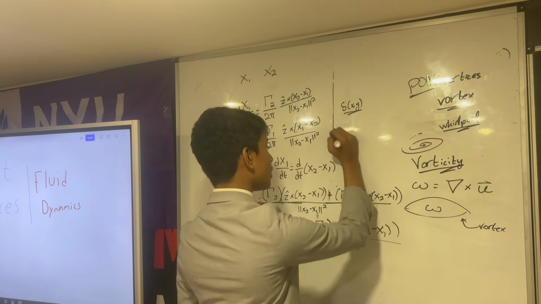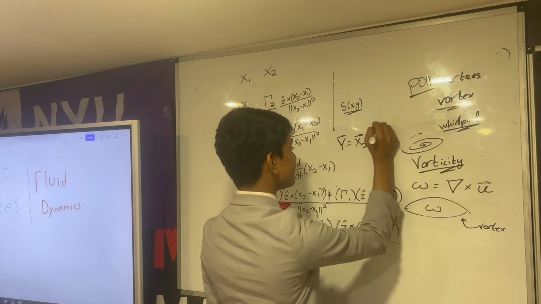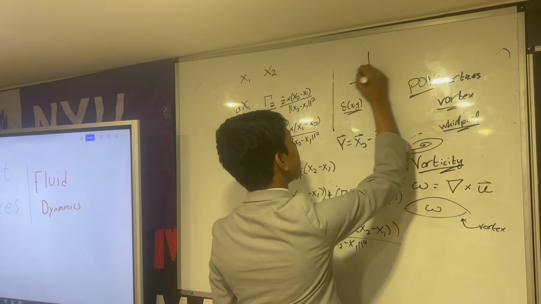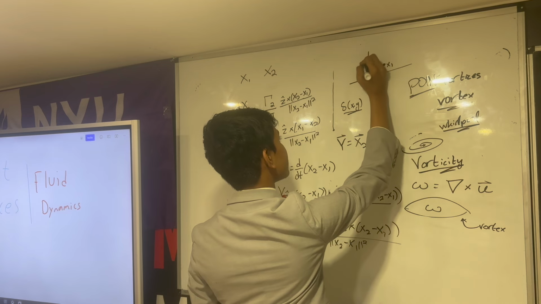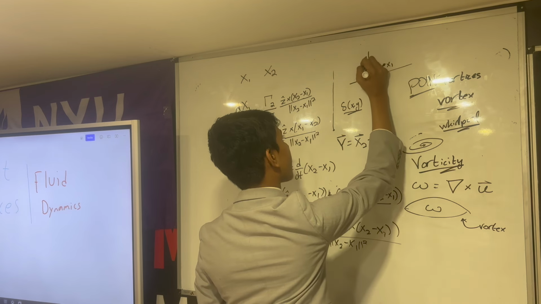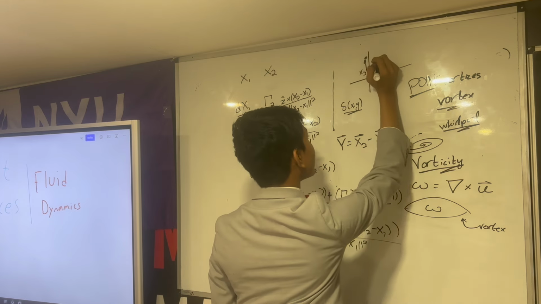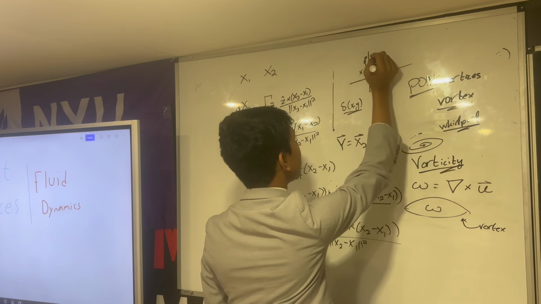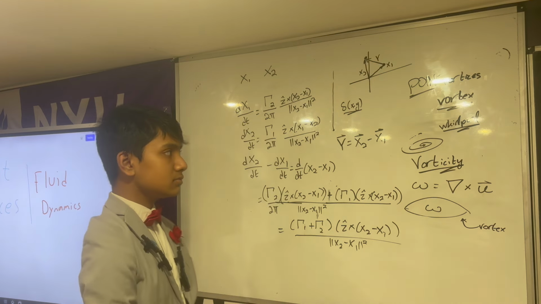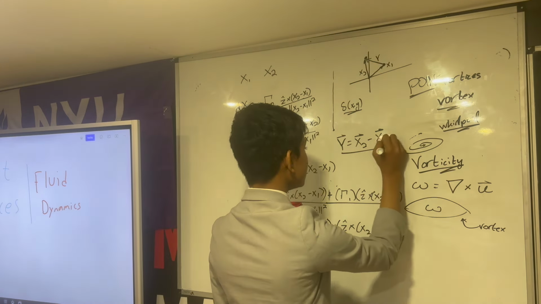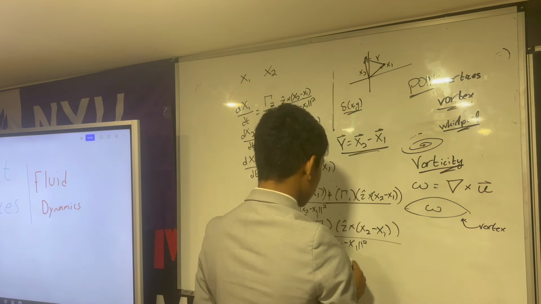Now, let's call x2 minus x1 some new relative position vector y. So if our first vortex is over here, and our second vortex is over there, then y is just going to look like x2 minus x1, which is this. All right, so this is a relative position vector of x2 with respect to x1.